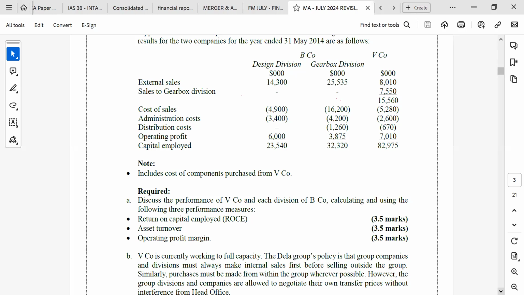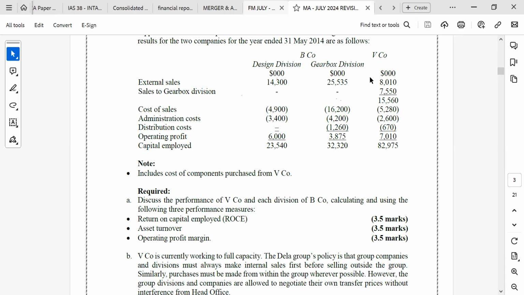Required: discuss the performance of VCO and each division of VCO, calculating and using the following three performance measures: return on capital employed, asset turnover, operating profit margin. B, VCO is currently working to full capacity.